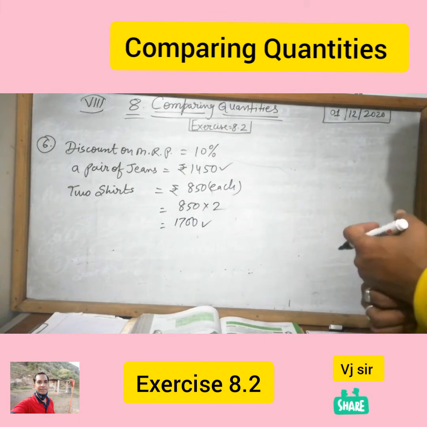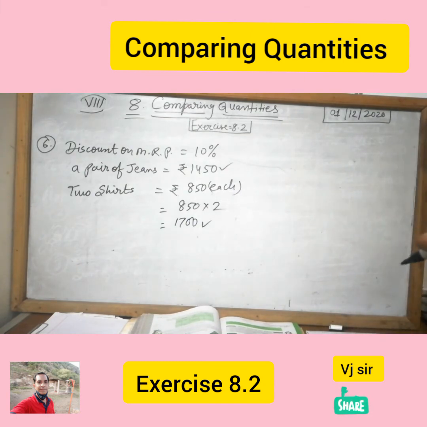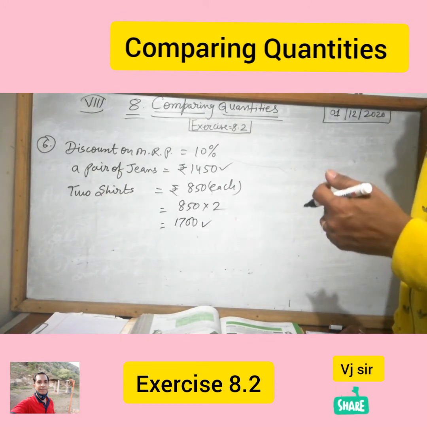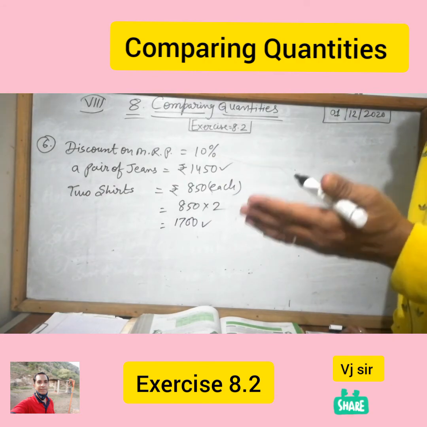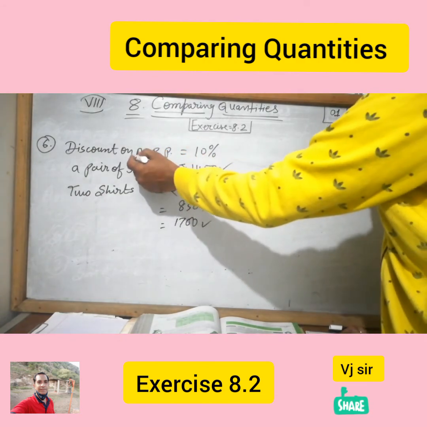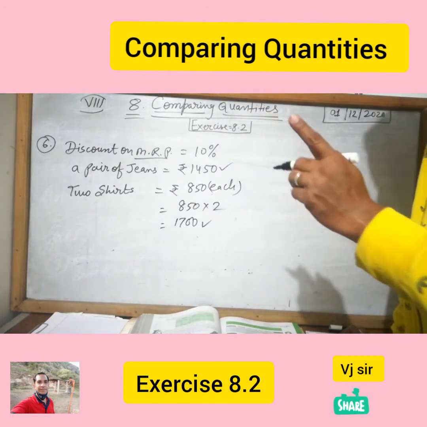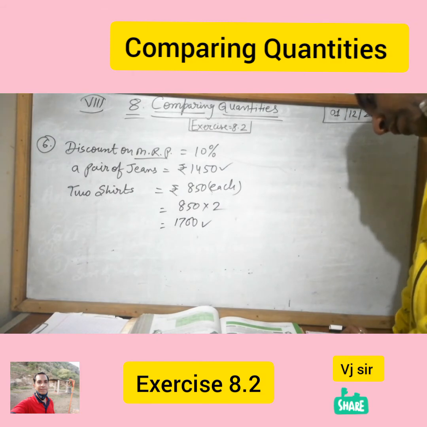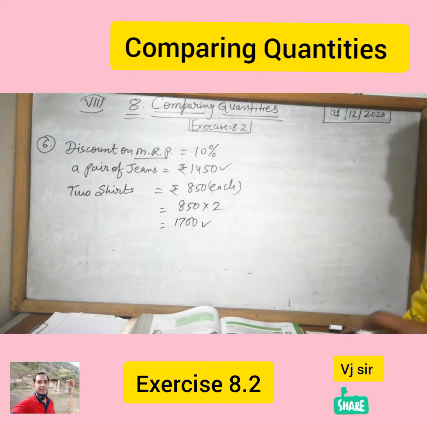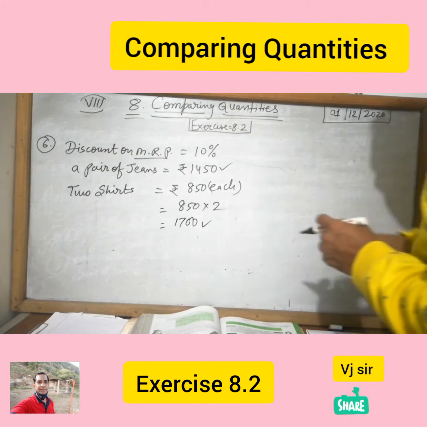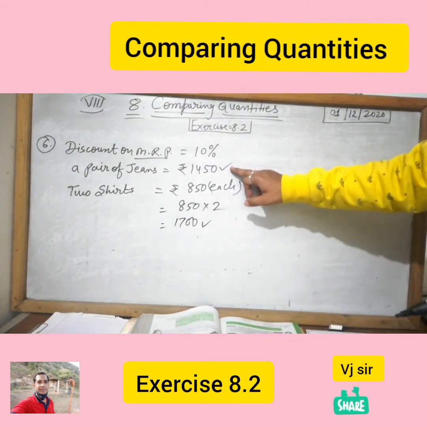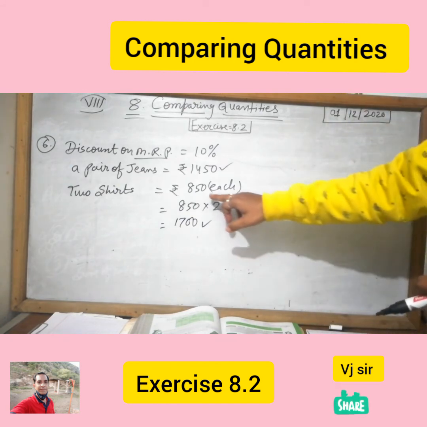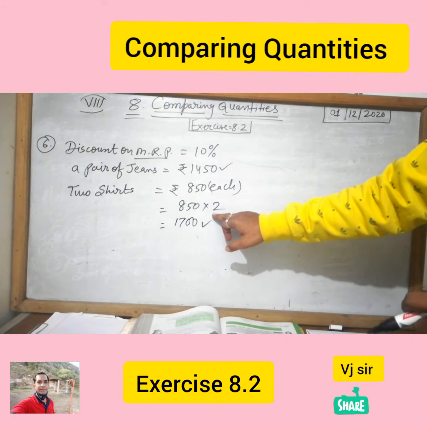Question number 6 is, during a sale, a shop offered a discount of 10% on the market price of all the items. Whatever you are going to purchase, there is a discount of 10% on MRP. MRP means market retail price, the price at which that item is sold. Fine. So what does a customer have to pay for a pair of jeans marked at rupees 1450? He purchased the jeans, which is this, and he purchased two shirts at 850 each, so we multiplied 850 by 2 and got 1700.